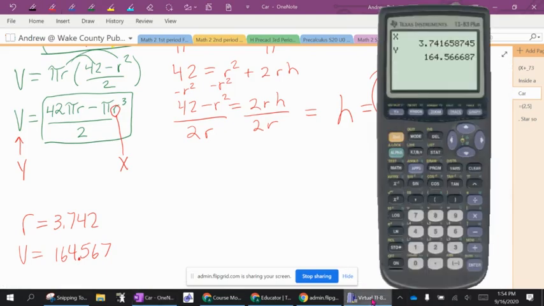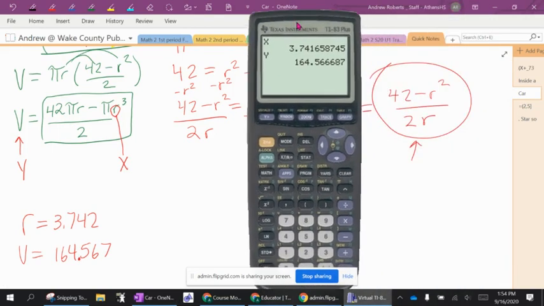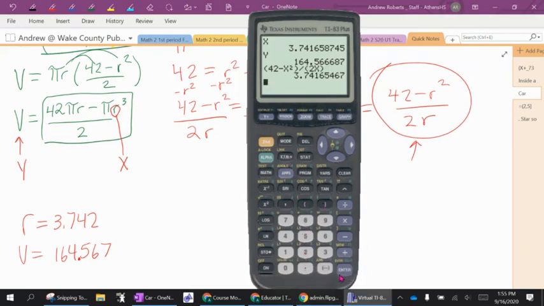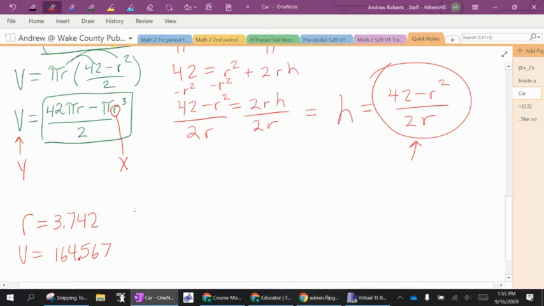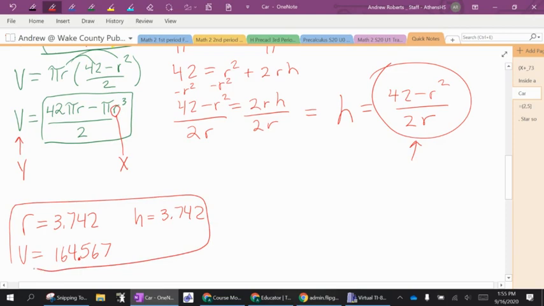Now for height, to find height, we just plug our value in here. If you have your calculator and you have X stored, it's very simple to do that. You just type in parentheses 42 minus X squared divided by 2X. That's one of the benefits here, it saves that number for you. And look, it's actually the same number, 3.74165, 3.74165. So that means that the height is going to be the same as the radius, 3.742.